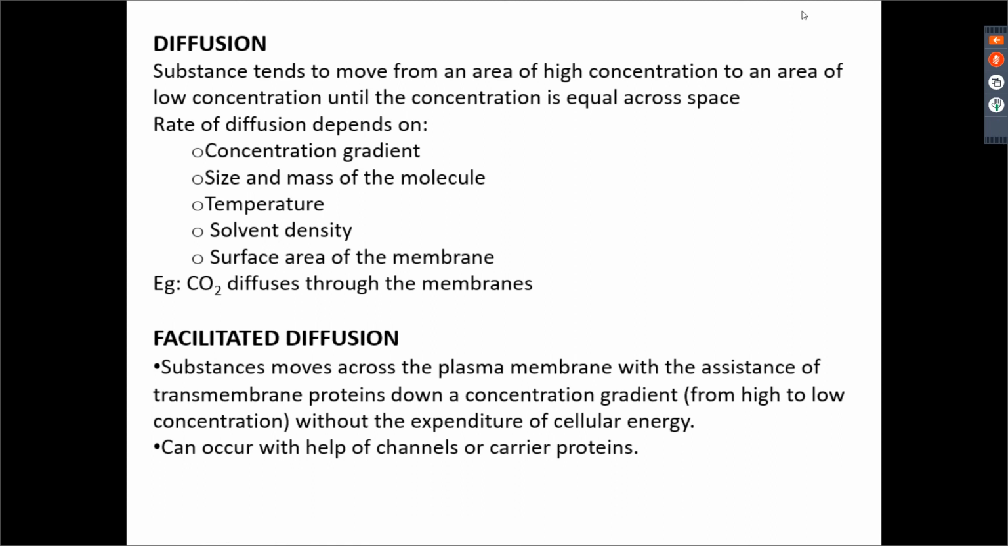But the important point to note is that this transporter is not going to make use of any energy because the movement is occurring from a region of high concentration to a region of low concentration. It's going to be a spontaneous movement. It is only facilitating the movement. So no energy is needed. And facilitated diffusion can occur with the help of two types of proteins, channels or carrier proteins.